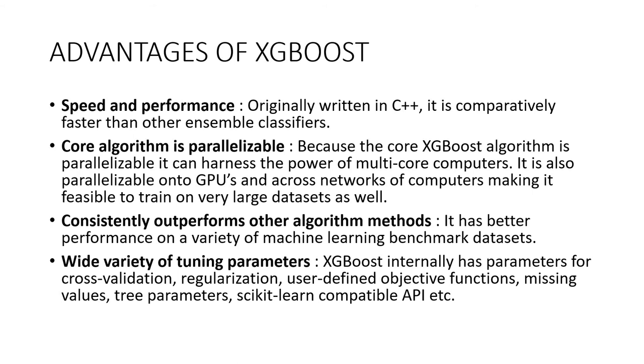Speed and performance. Originally written in C++, it is comparatively faster than other ensemble classifiers. Core algorithm is parallelizable. Because the core XGBoost algorithm is parallelizable, it can harness the power of multi-core computers. It's also parallelizable onto GPUs and across networks of computers, making it feasible to train on very large data sets as well. Consistently outperforms other algorithm methods. It has better performance on a variety of machine learning benchmark data sets.